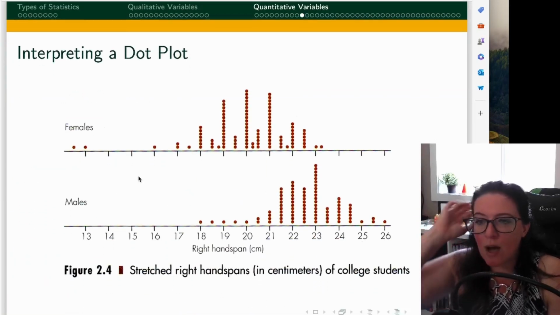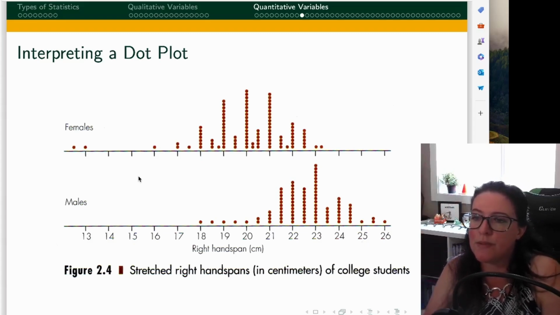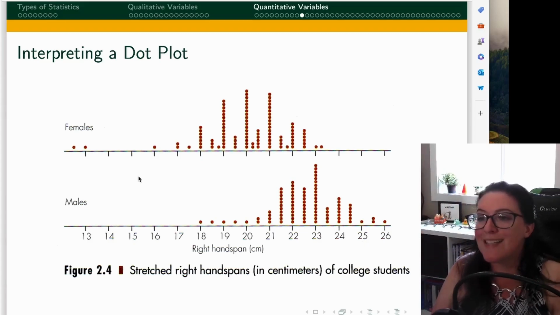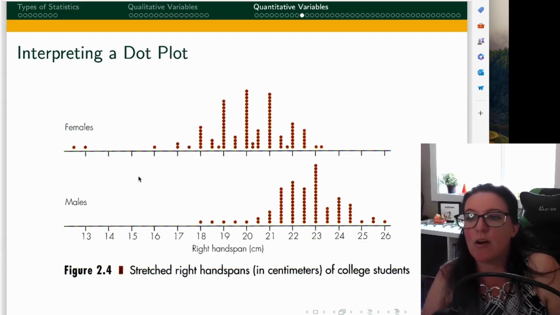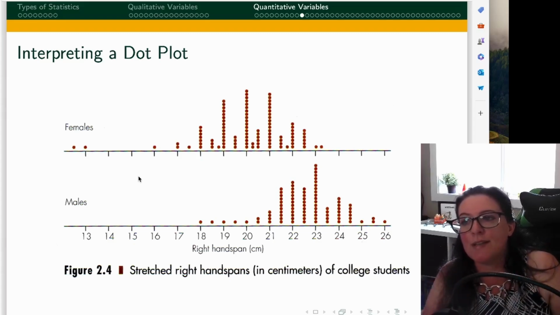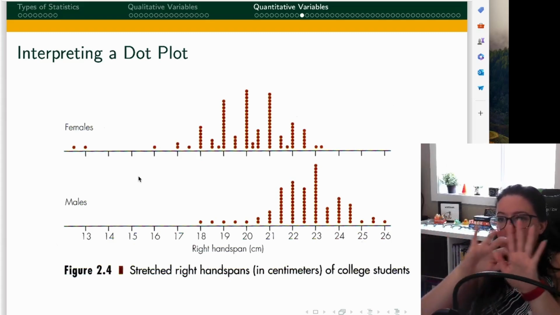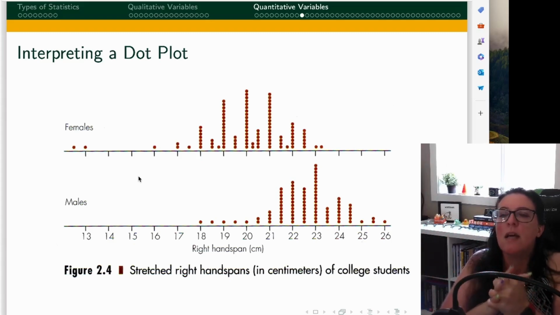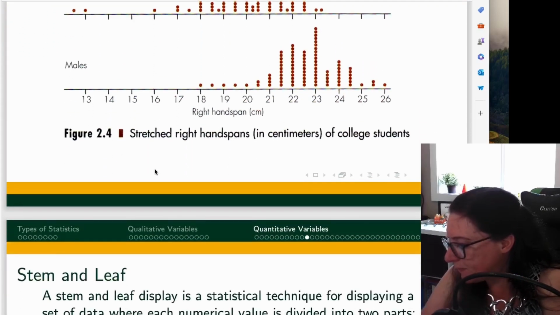We can use our dot plot to compare. So here we're comparing male and female in terms of hand span to see if there is a difference between the two groups. So we're trying to describe and understand our sample before we make inferences. And here we were looking at, can we make an inference that there is a difference in how far your hand spans depending on if you are male or female.